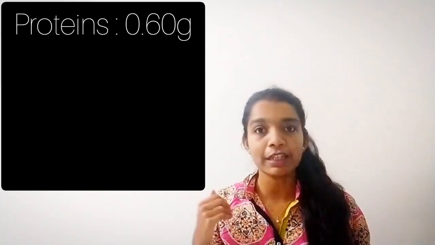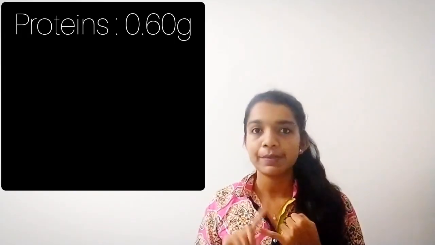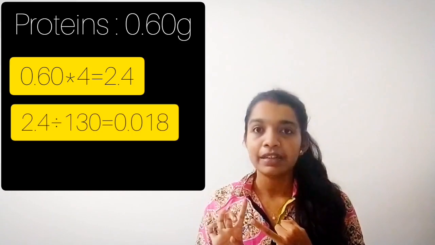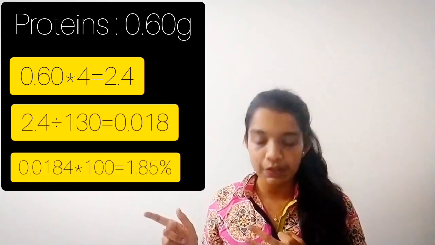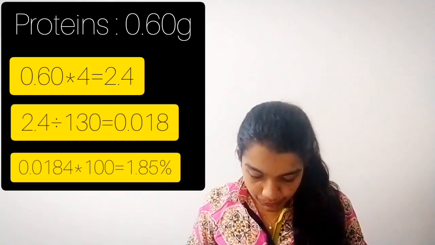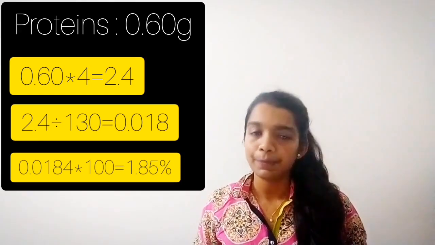Next, proteins. If we calculate the same way, first multiply it by 4 and then divide it by 130 because that is the total energy content, and then if you take the percentage, it will be 1.85 percent, sorry. So this is the way it is calculated.